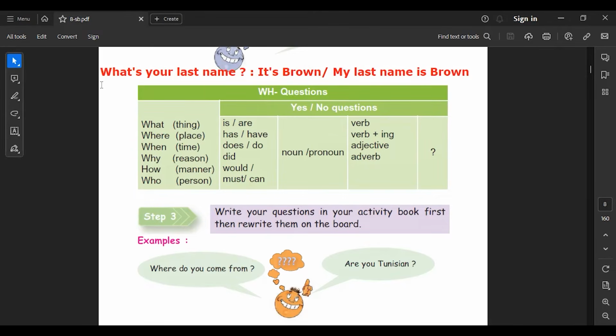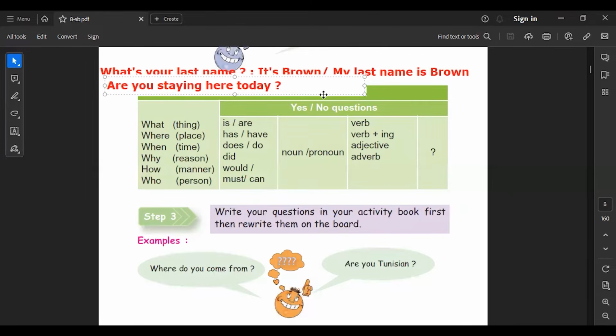Now let's see. So for example, we are going to have a yes or no question. For example, we say, are you staying here today? Are you staying here today? So are is a verb to be. And we have are at the beginning of the sentence. So automatically we are going to have a yes or no question.